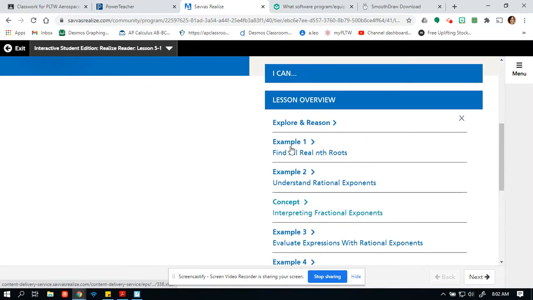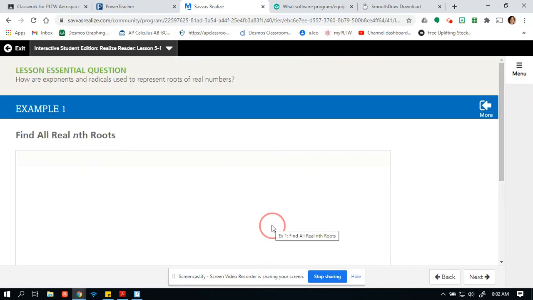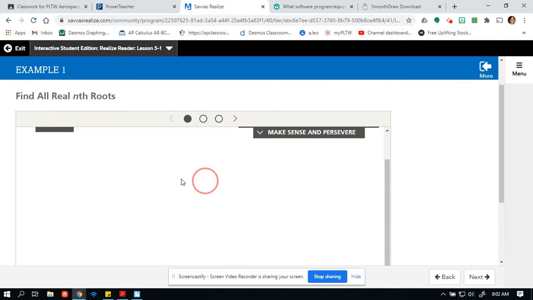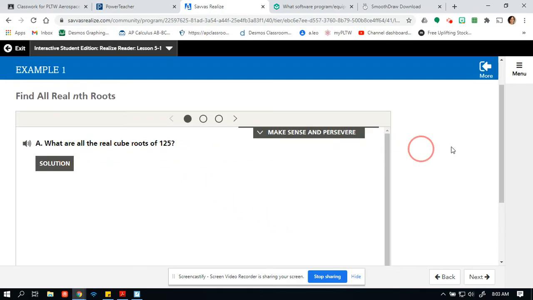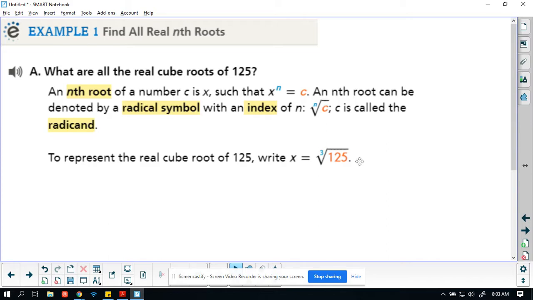We'll jump straight into example 1, finding the nth roots. What are the real cube roots of 125? The book does this in an odd, strange way. I'm going to do it the book's way, and then I'm going to do it the way I would do it. But what they want us to do is first define what things are. The nth root of a number c is x, such that x to the n equals c.